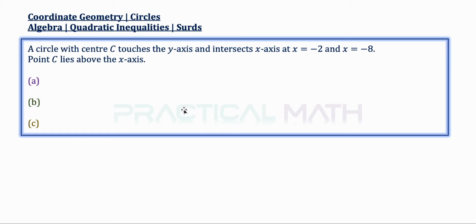Hi, in this video, we should be discussing a question regarding coordinate geometry, circles. We will also be talking about algebra, quadratic inequalities, and surds.